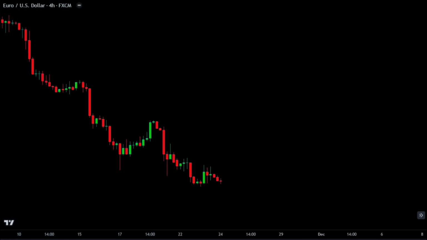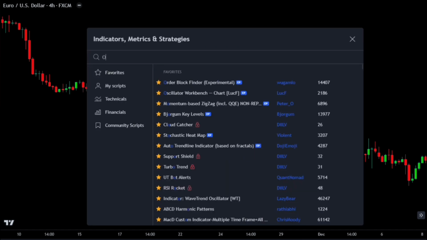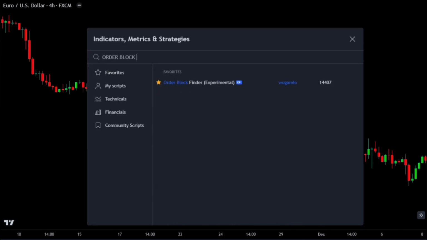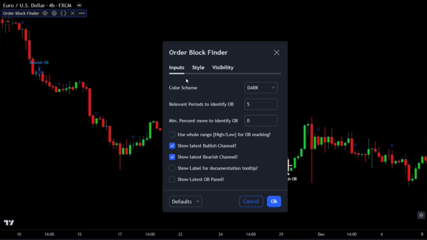In this video, I'll be using the Euro-USD on the 4-hour time frame, but you can apply this strategy to any security you want to trade. First, go to the indicator search chat and look for Order Block Finder Experimental with a blue check by Welcome Low. Add it to your chart. Let's adjust the settings a bit. Right-click here and go to the Inputs tab. Uncheck the options as I'm doing right now.